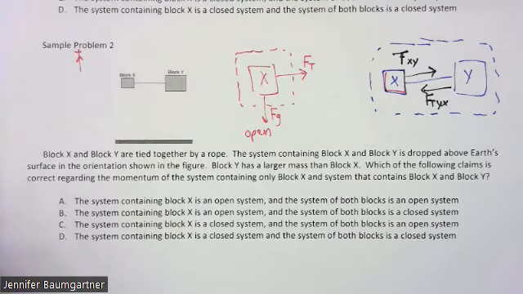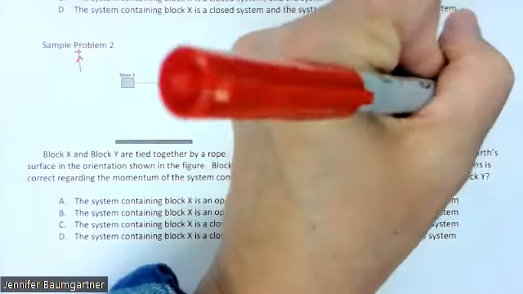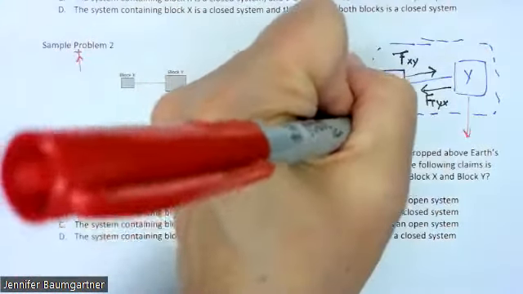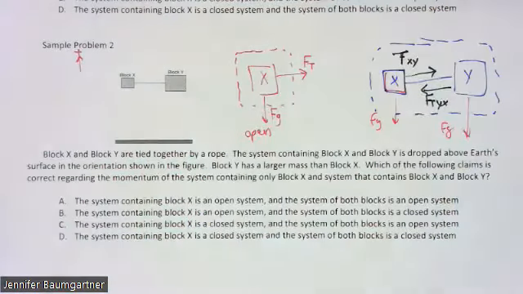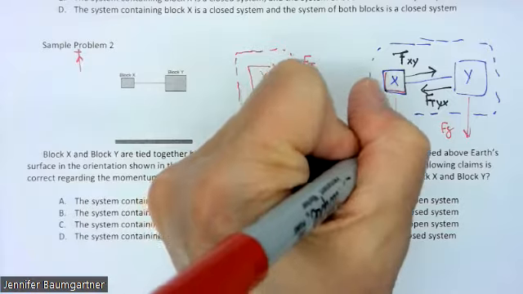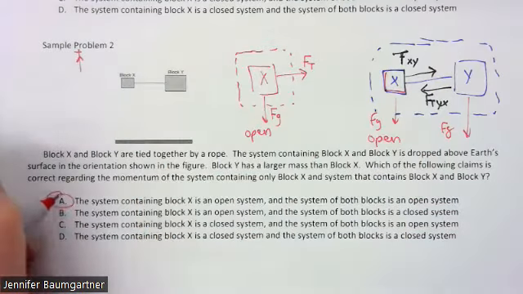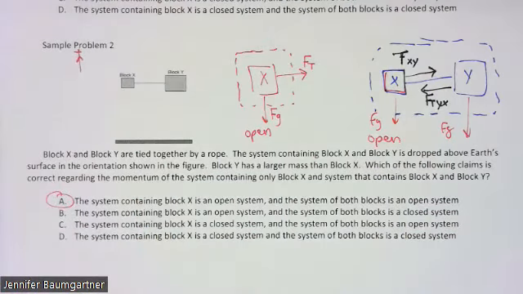But what about gravity? These are falling. Yep, they're dropped above the Earth's surface. So now I have the forces due to gravity, and those are still external forces. So that means that this is also going to be open. So the correct answer here is these are both open. That means that the center of mass would not be constant. Neither of these are closed systems, so the center of mass is not going to stay constant.